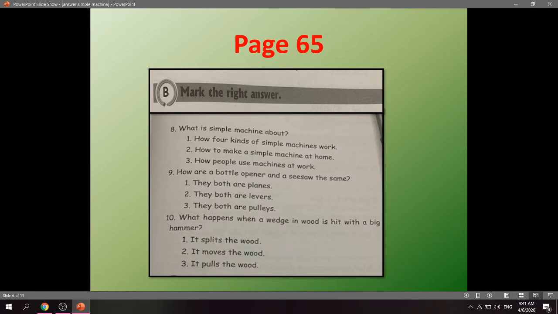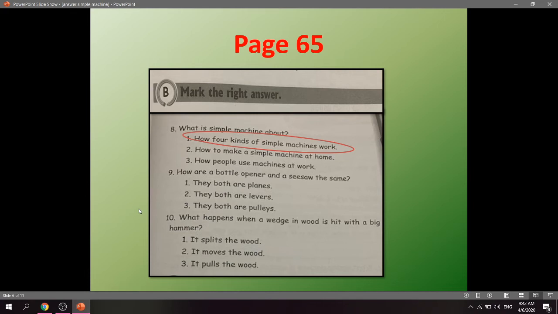Now page 65. What is Simple Machine about? The story. What is it about? Number 1, how 4 kinds of simple machines work, or how to make a simple machine at home, or how people use the simple machines at work. Remember, we talked about what in this story? Yes, how 4 kinds of simple machines work.